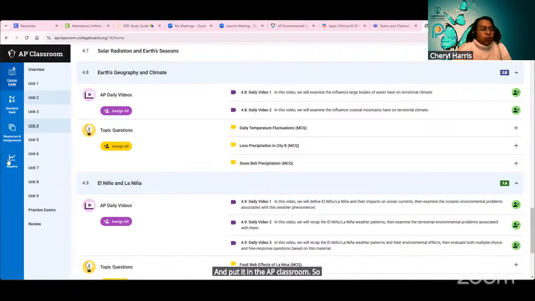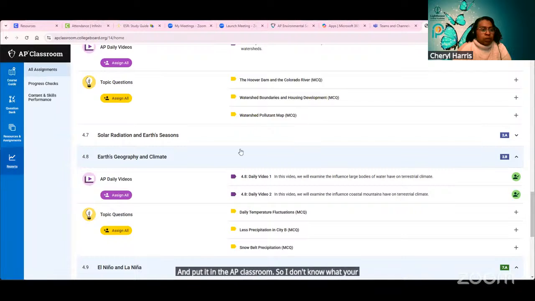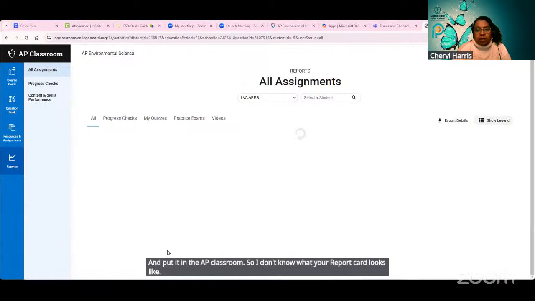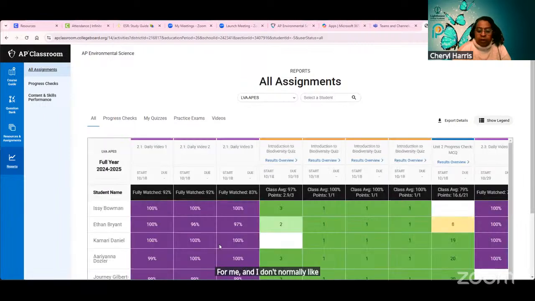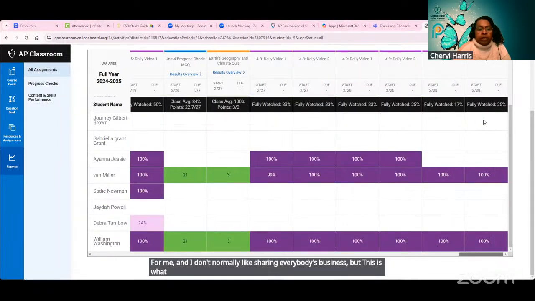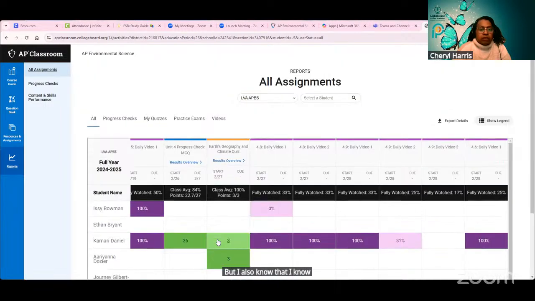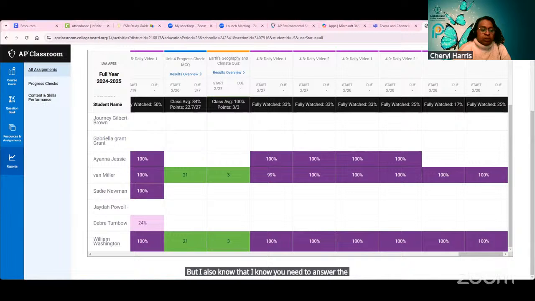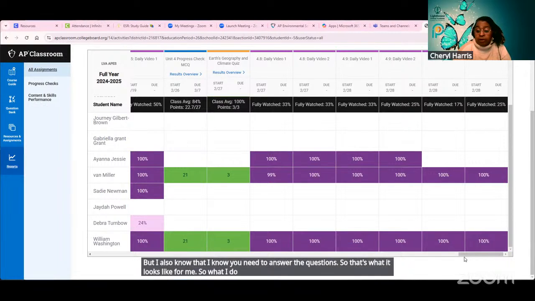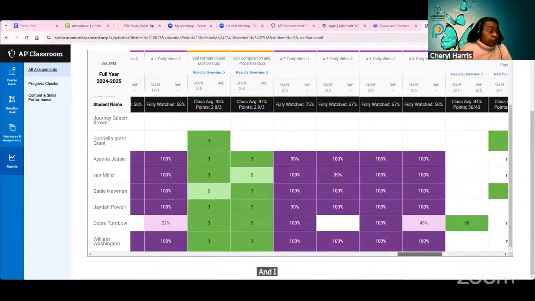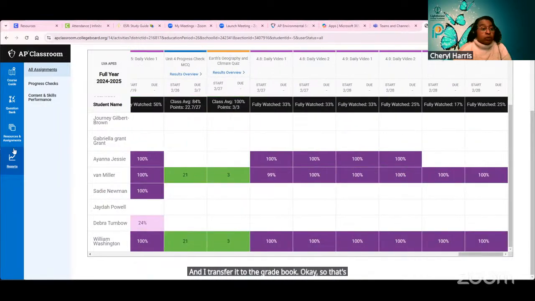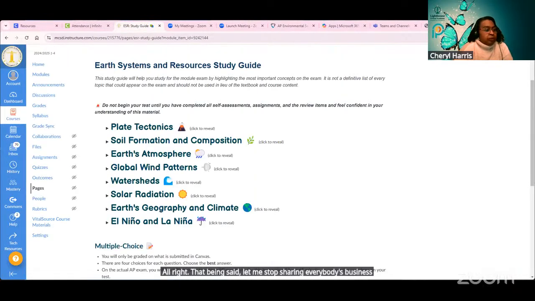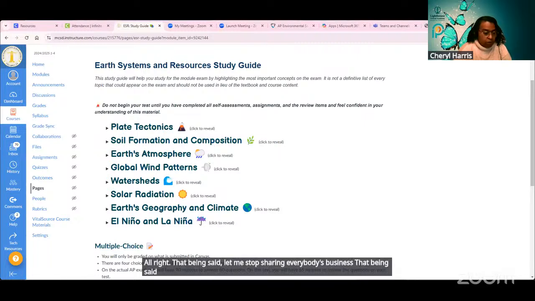So I don't know what your report card looks like, but for me, and I don't normally like sharing everybody's business, this is what it looks like for me. So I know that most of you have watched the videos, but I also know that you need to answer the questions. So what I do is I take the grade from here and I transfer it to the grade book. Okay, so that's how I get that score. All right, that being said, let me stop sharing everybody's business. I'm going to stop talking so that you can take care of business.